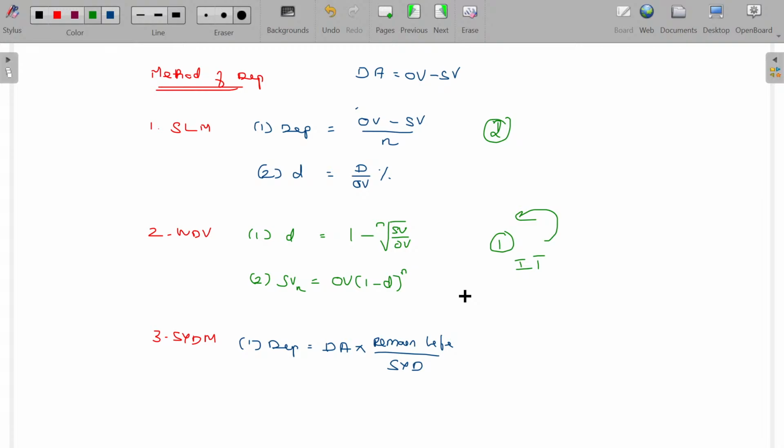Now, before I make you understand the concept of accounting of depreciation, I ask you to try the calculation of the amount of depreciation and rate of depreciation for this illustration. The original value is 1 lakh, scrap value is 20,000 rupees, life is 4 years. Calculate the amount of depreciation and rate of depreciation under the SLM method, and calculate the rate of depreciation under the WDV method as well as the scrap value by the end of the second year.